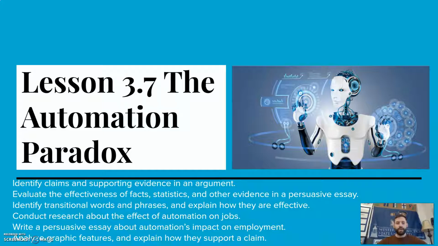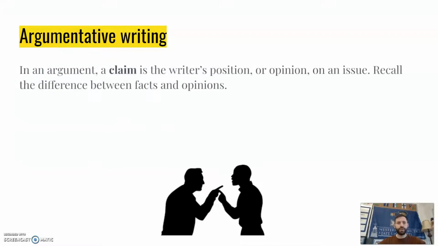So let's jump in. There's a bunch of aims here that we're going to be talking about. Primarily, we're going to be talking about evidence, claims, reasons, graphic features, things like that. Also, a little bit about what automation is and what a paradox is. So, starting off, review on argumentative writing.